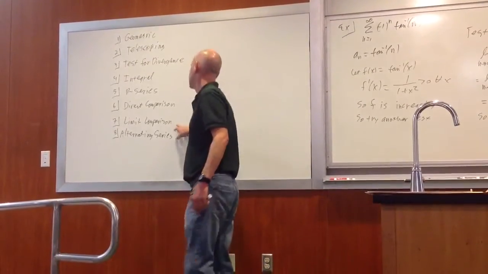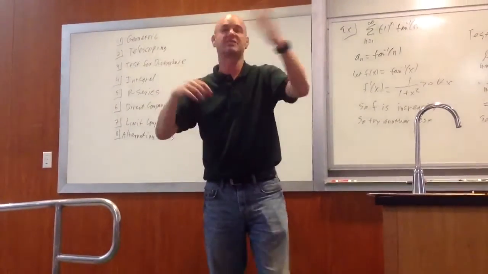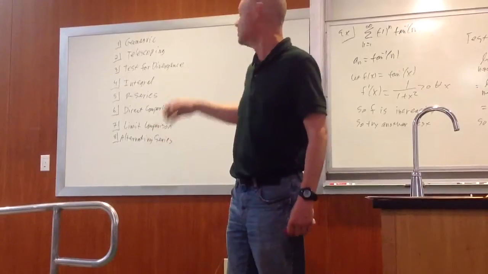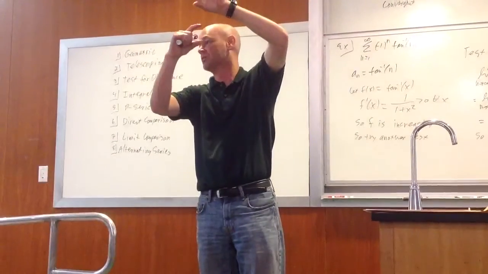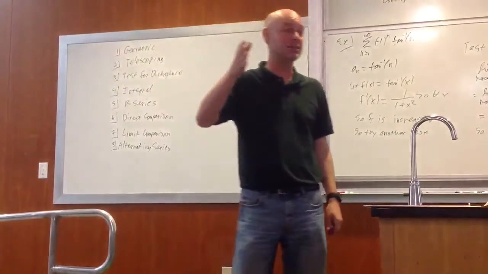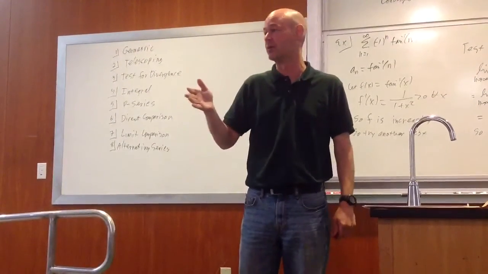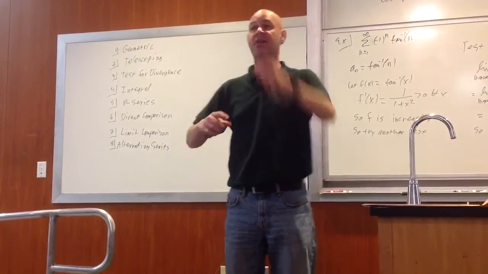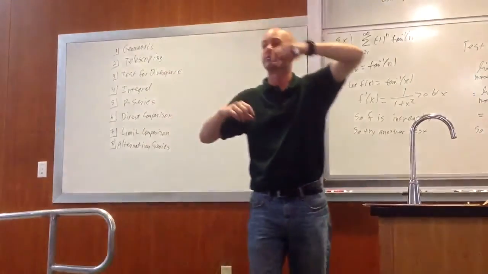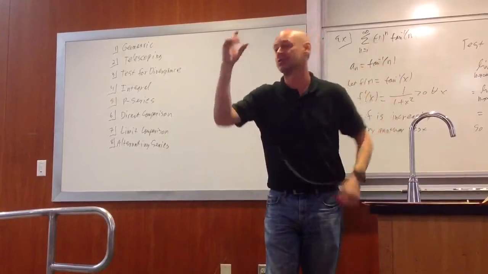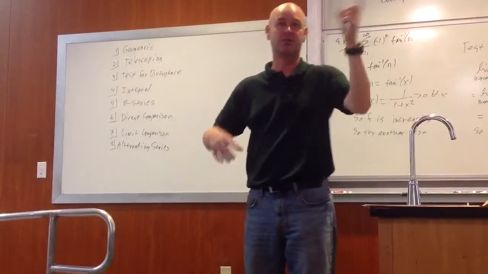Limit comparison says everything has to be positive, you have to cover all your bases. But then you can take the limit of what you want over what you're comparing it to. If that limit goes to a positive, specific, real number, then the fate of the one is the fate of the other. It's a good comparison. If the one you're comparing it to is divergent, so is what you're looking for. If it's convergent, so is what you're looking for.